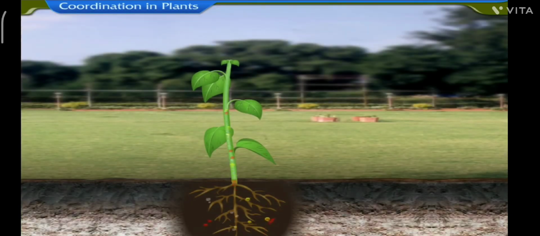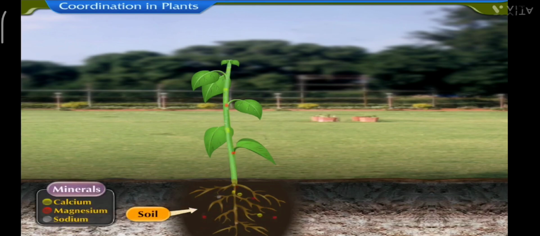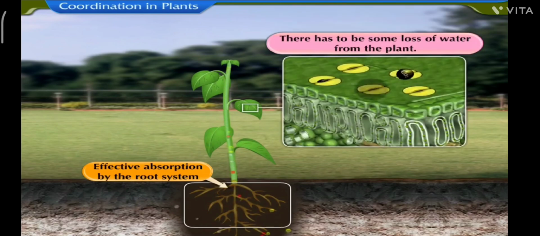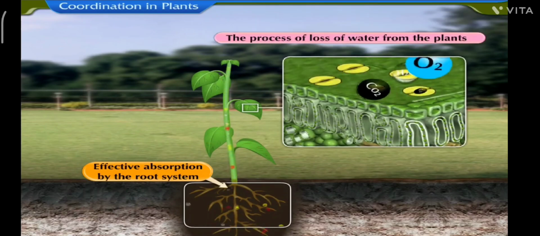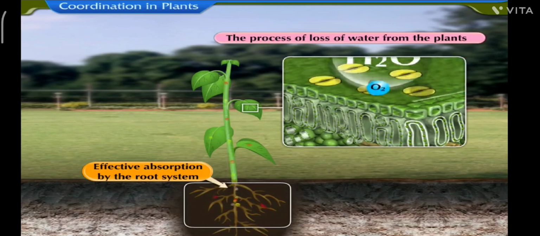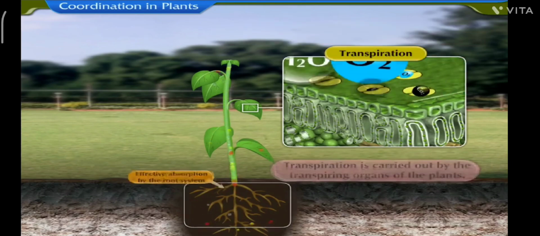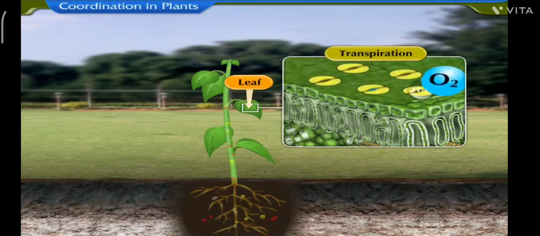Plants absorb water, in which minerals are dissolved, from the soil with the help of their roots. For effective absorption by the root system, there has to be some loss of water from the plant. This process of loss of water from the plants is known as transpiration. It is carried out by the transpiring organs of the plants. Transpiration takes place in the leaves through the stomata.